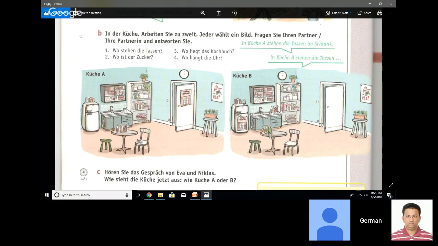If Dasam, you would ask the first two questions to Arvind, and Arvind would ask the third and fourth question to you. What is the exercise? It is like this. In Küche A, stehen die Tassen im Schrank. That would be the answer for A. You could ask for Küche B as well.